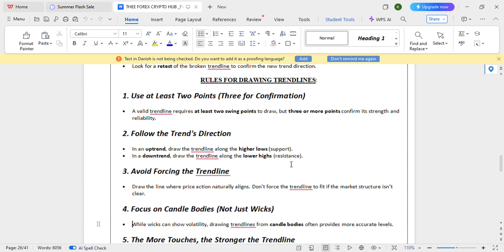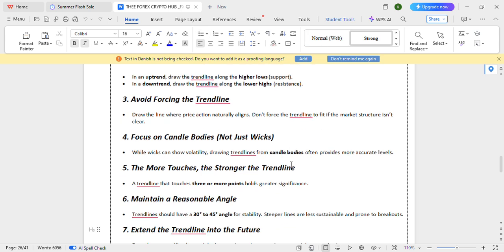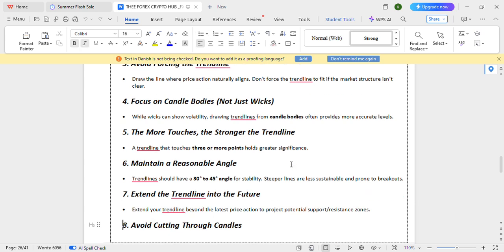Number 3, avoid forcing trend lines. Don't force them. You should draw them freely. Number 4, focus on the candle bodies, not just wicks. As for me, while drawing trend lines, I focus mostly on the edges, that is, not the wicks. The other one is that the more the touches, the stronger the trend line. Then, maintain a reasonable angle, between 30 degrees and 45 degrees.